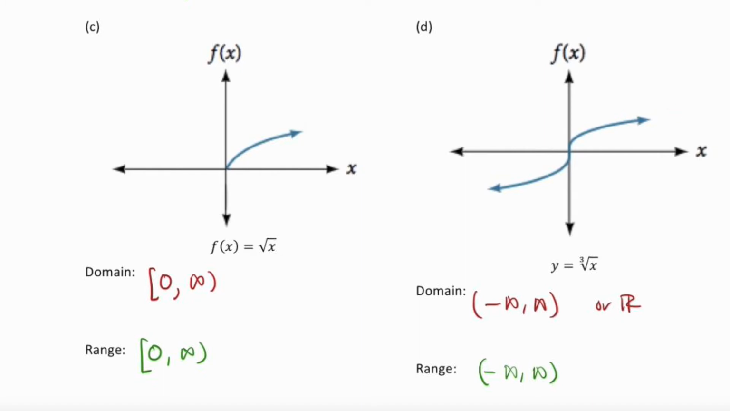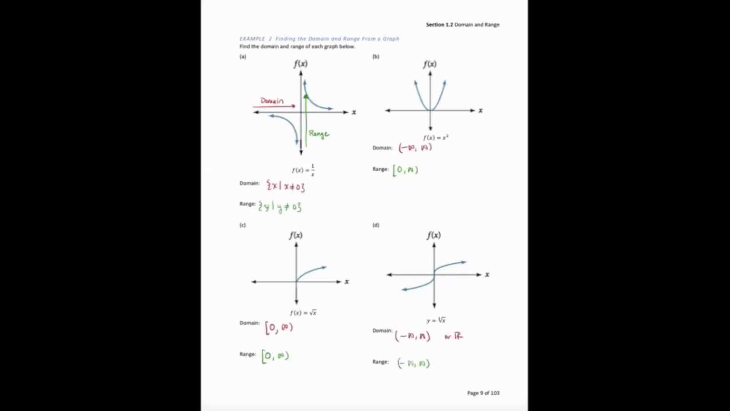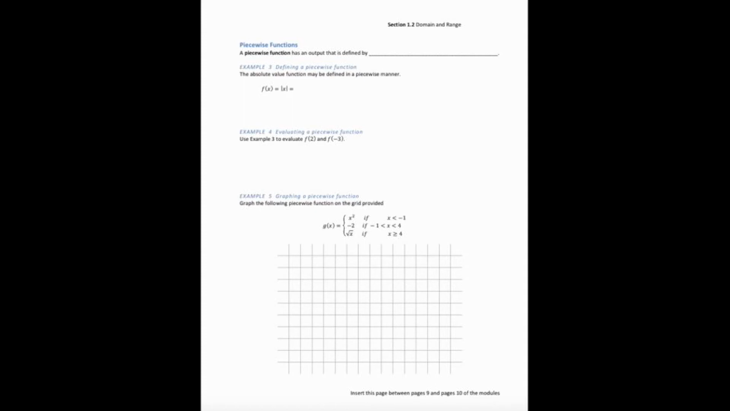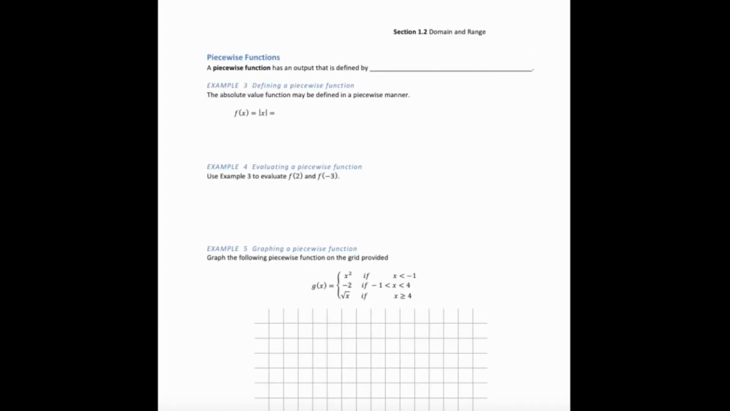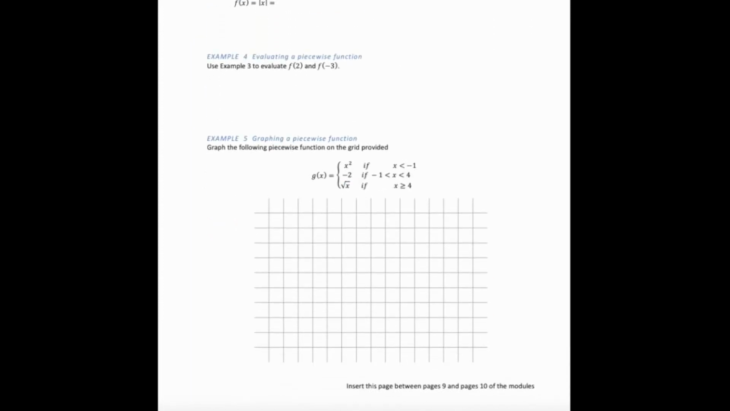So with that, please pull out the handout. If you're on the first version of the modules, you need a handout. If you're on version 2 and above, this will already be in your modules. And you're looking at the piecewise function handout. If you receive this as a handout, since it was not in your modules, this page goes between pages 9 and 10 of your modules. If you have version 2 or above, this is already included.